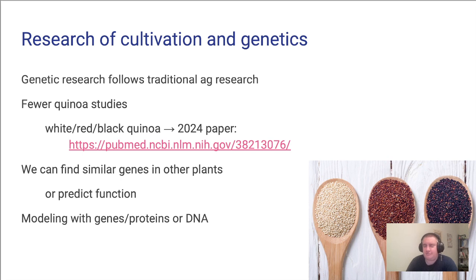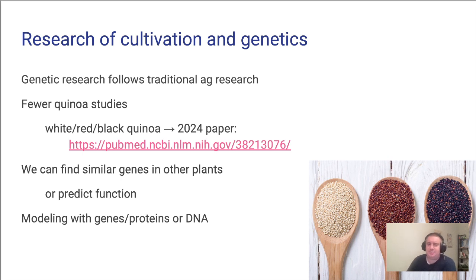Now, the research of crop cultivation and genetics follows the original traditional research. So, for corn research, there are all these different varieties people were growing already based on different preferences. And so they'd say, oh, this is a wheat that works this particular way. What's the gene that explains that? Whereas with quinoa, there was less agricultural research to build on. It's only this year that papers are appearing talking about even very obvious phenotype traits like white, red, and black quinoa. So there's a paper there.